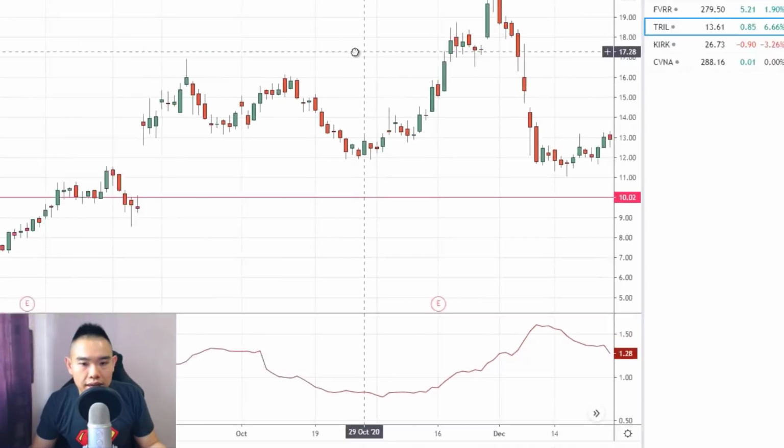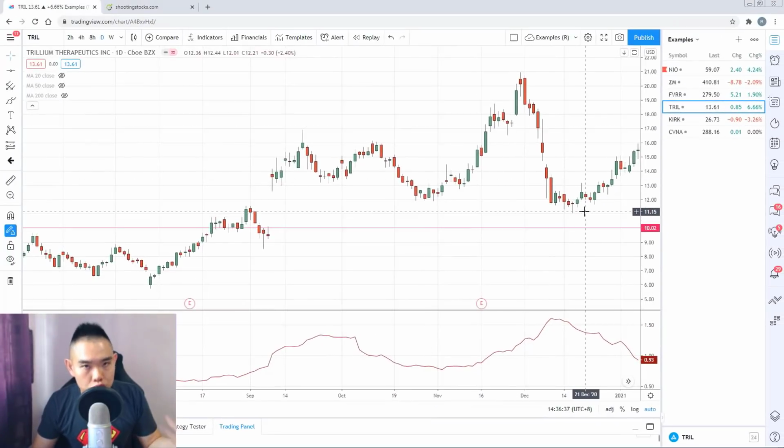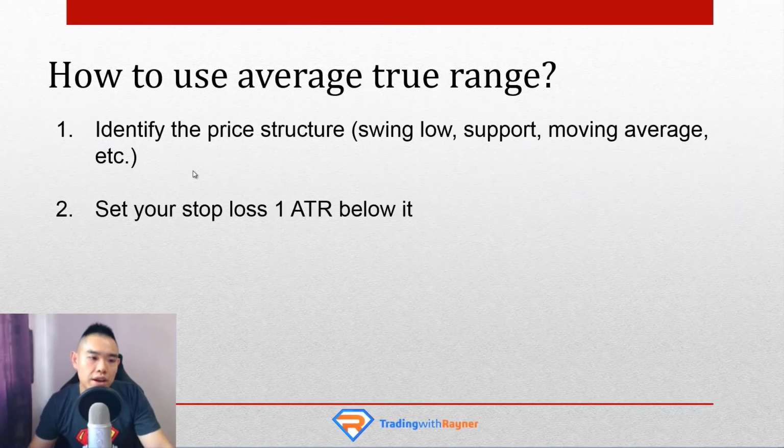If you do that, in hindsight, clearly you wouldn't have gotten stopped out. So this is how you use the indicator in your trading. This is pretty much it: identify the price structure, identify the area of value that you're trading from, and then set your stop loss 1 ATR below it. Some traders want to be more conservative; you can use 1.5 ATR or 2 ATR. Some want a tighter stop loss; you can use 0.5 ATR. It's entirely up to you. For me personally, I use 1 ATR below the area of value.